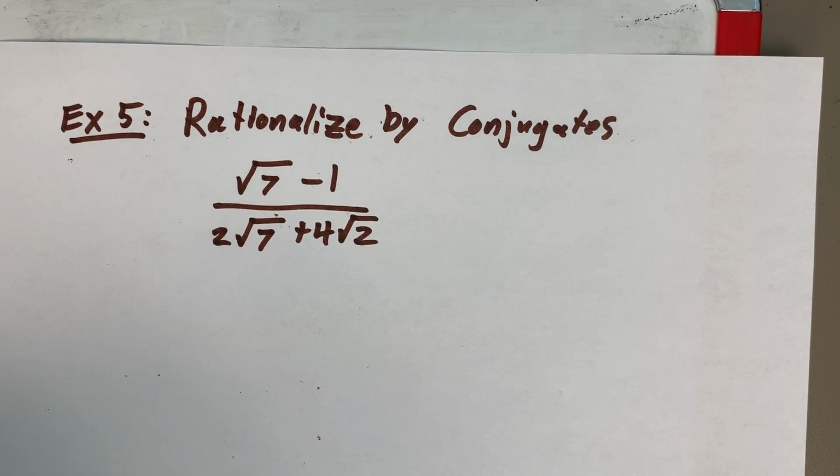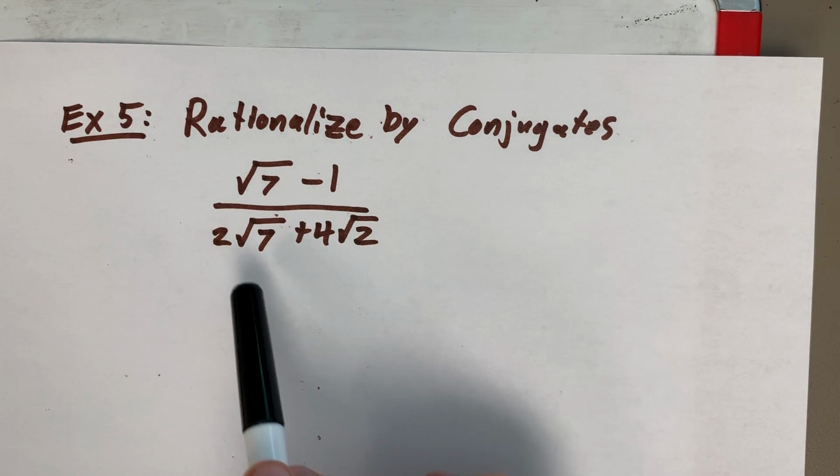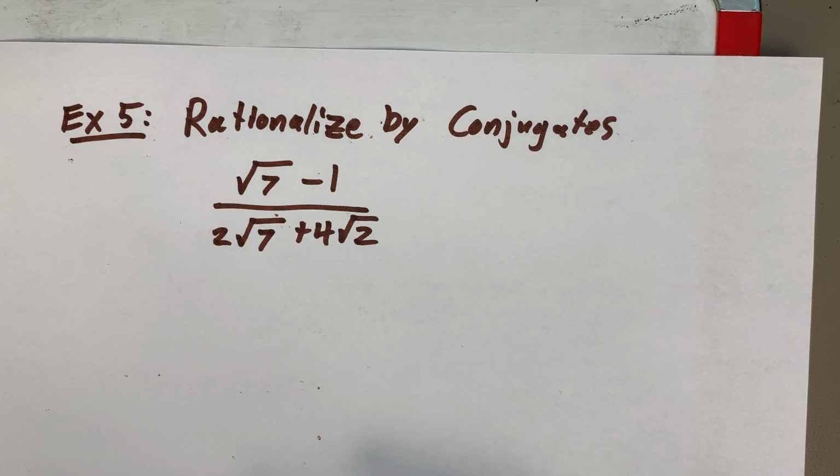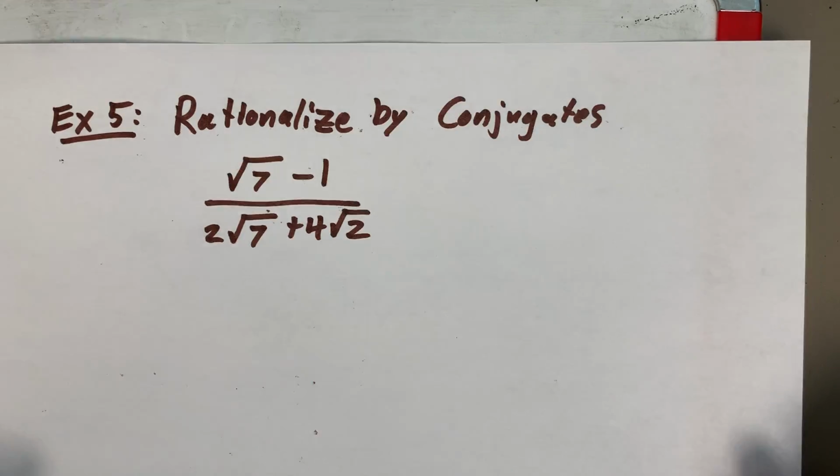Now on to example 5. We're rationalizing by conjugates using the same method that we did in the previous 4 examples, except now we have something more complicated to worry about. We still have radicals being added in the denominator, so we're going to have to use conjugates in this case. It's just going to be kind of nasty, and hopefully this time I won't run out of room on my board. So how do we do this?